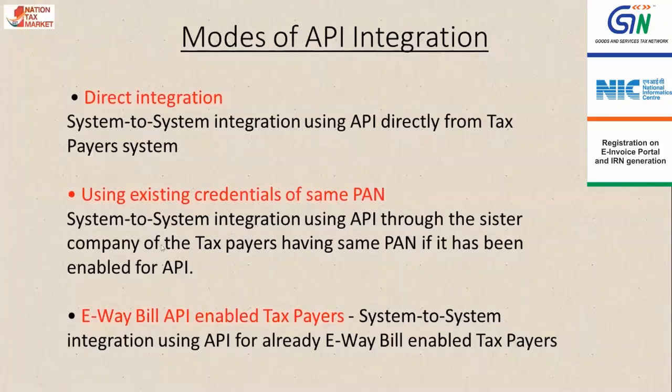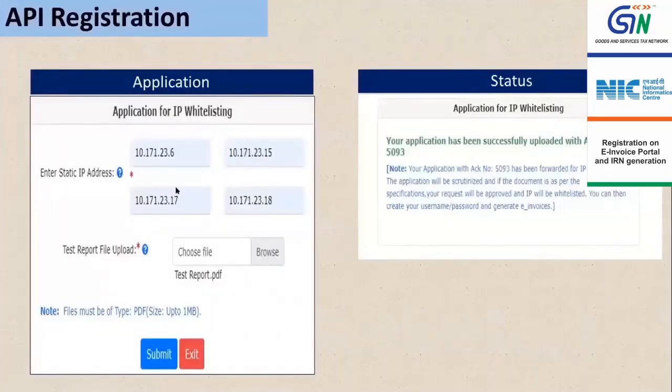And if a taxpayer is already enabled for API through the eWaybill system, he can directly connect and the URLs or the endpoints will be provided. He needs to submit his test report and he can get started with the IRN generation. So as I said, this is the application for IP whitelisting. He will enter all the IP addresses and test report, and he will submit.